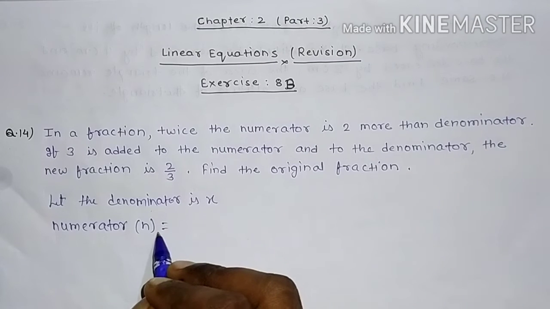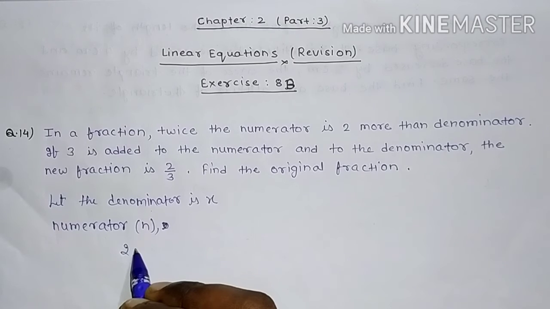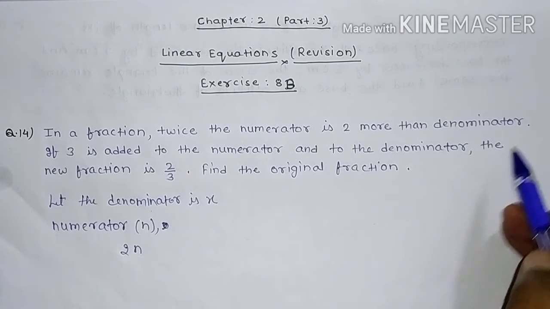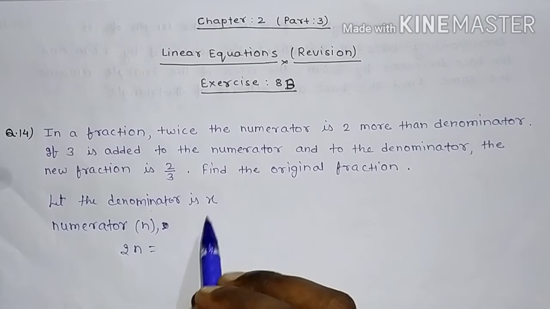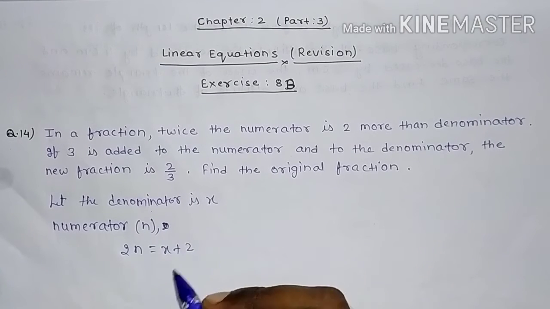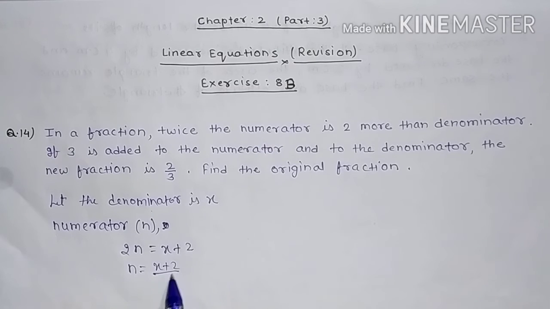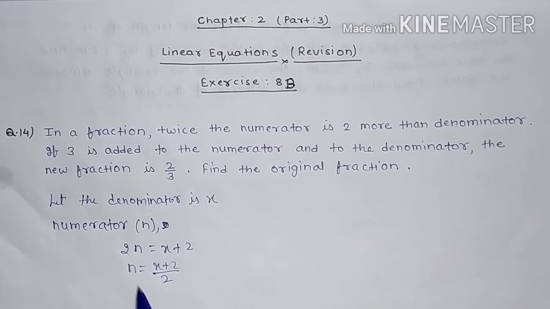So twice the numerator, that means 2 multiplied by n, equals 2 more than denominator, and denominator is x here, so this is x plus 2. From this equation we can find numerator, so numerator is n here, so n equals x plus 2 divided by 2. So the denominator is x and numerator is (x plus 2) by 2.